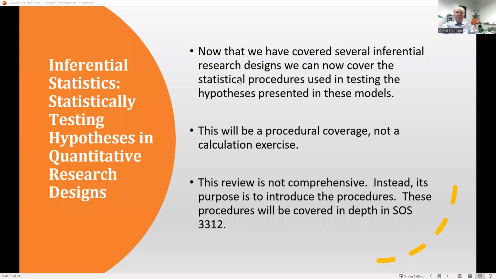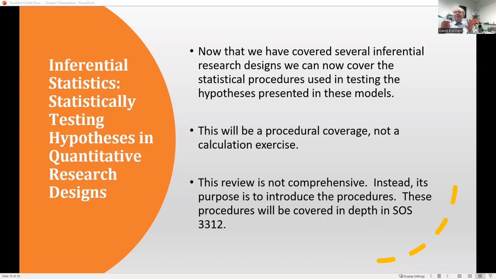So I'll start by sharing my screen and to where we left off in Chapter 7. Okay. And we left off with inferential statistics, statistically testing hypotheses in quantitative research designs. So this was the second part of Chapter 7. It'll be a little shorter than the first part. But now that we've covered several inferential research designs, we can now cover the statistical procedures used in testing the hypotheses presented in these models.